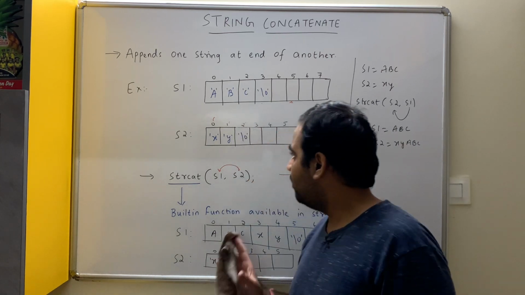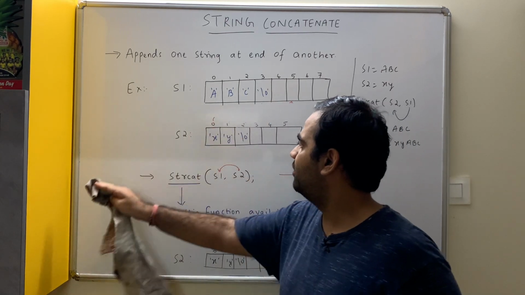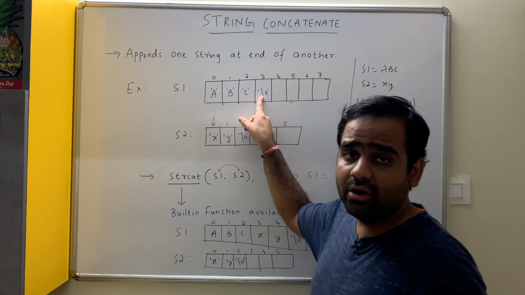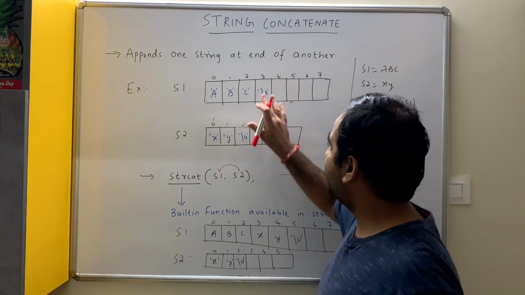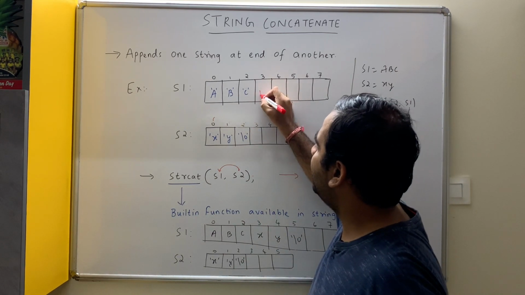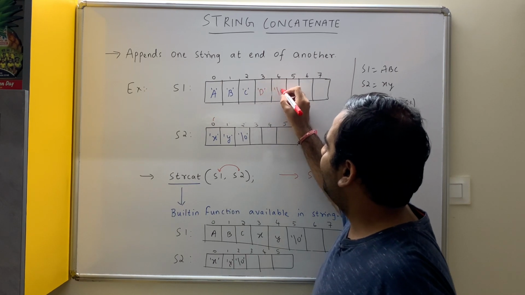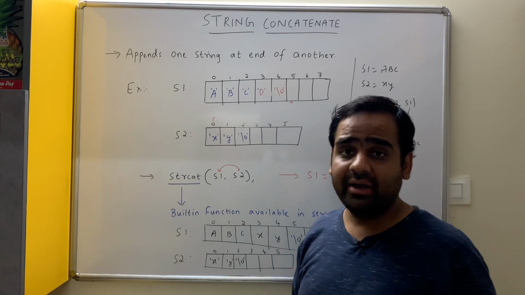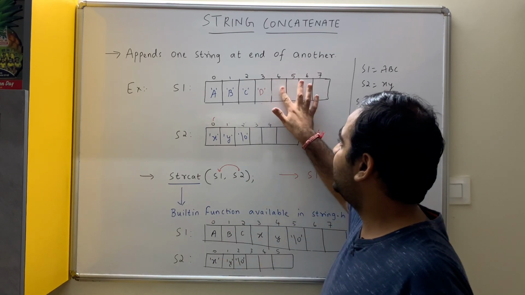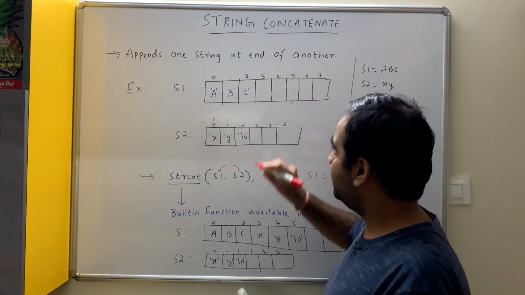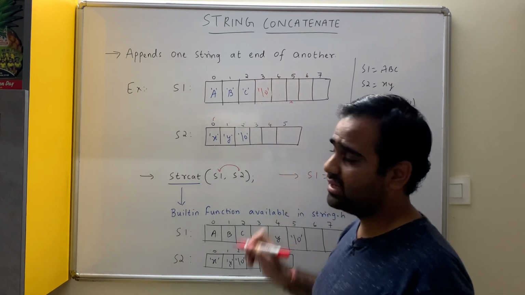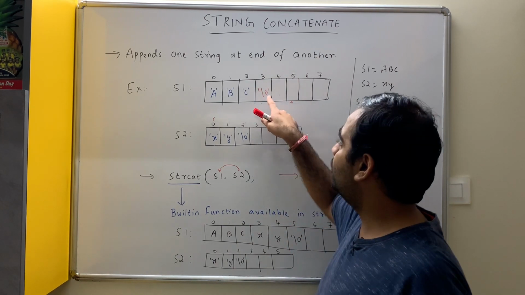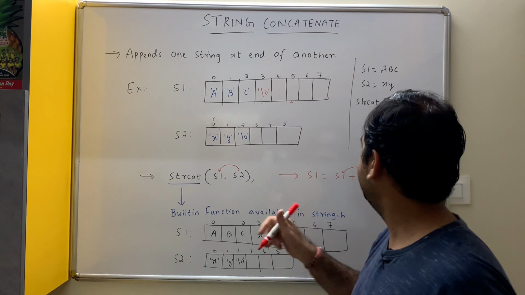Now, what we are doing? We are finding the end of string S1. Suppose it was A, B, C, D and null character. Now, where would you have written X? At index 4. Why would you write at index 4? Because this is the end of string S1. Now where is the null character? The null character is at index 3. Therefore you find the end of string S1.